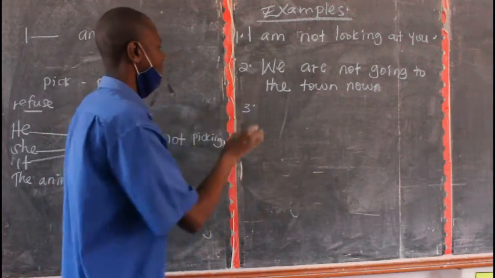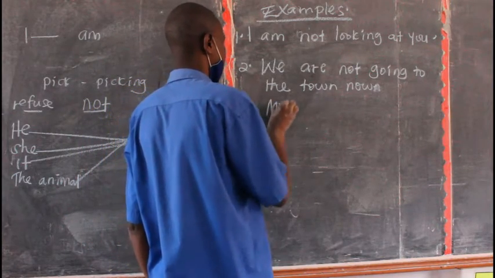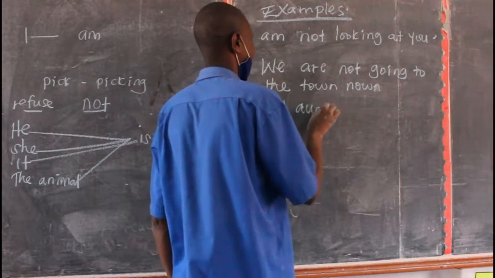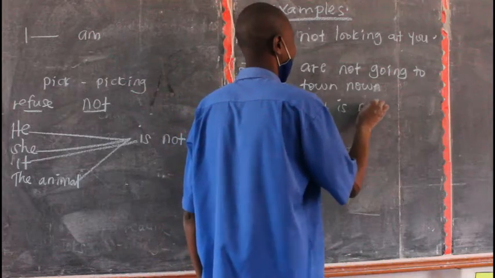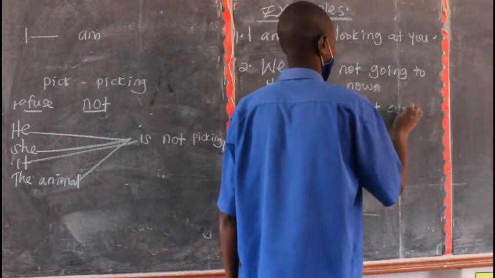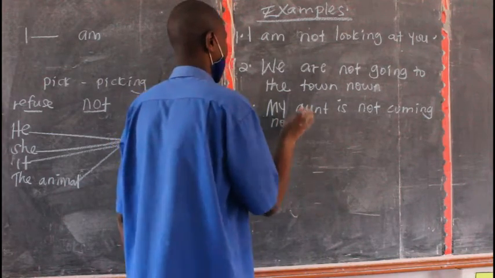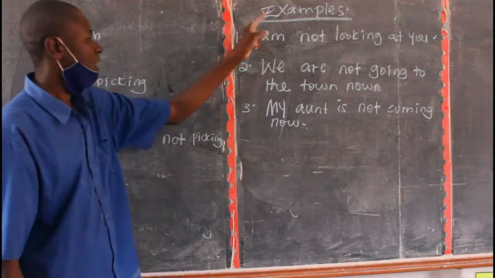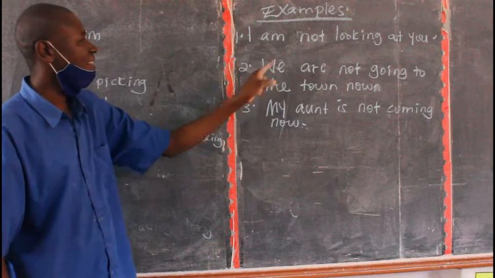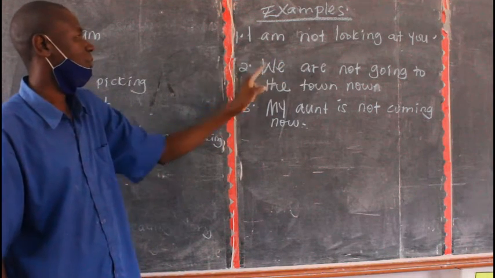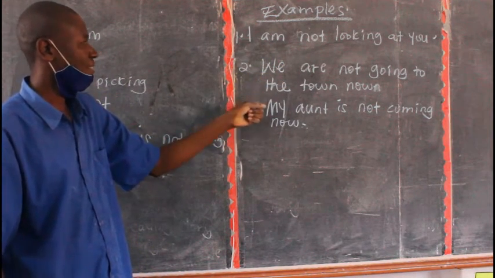Then 3. My aunt is not coming. Is not coming. So you have now written these sentences in negative form of the present continuous tense.